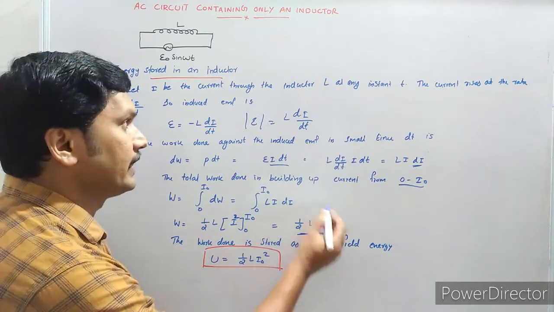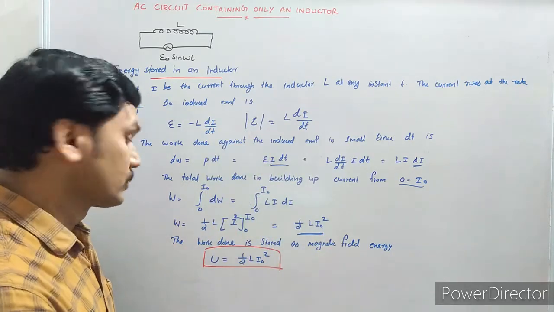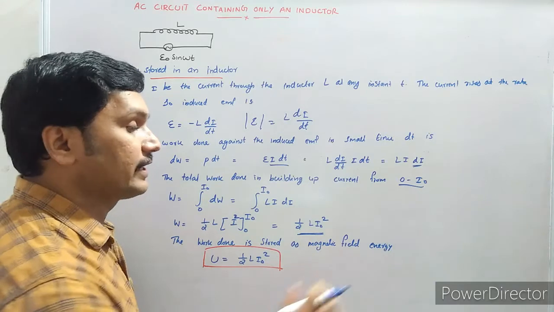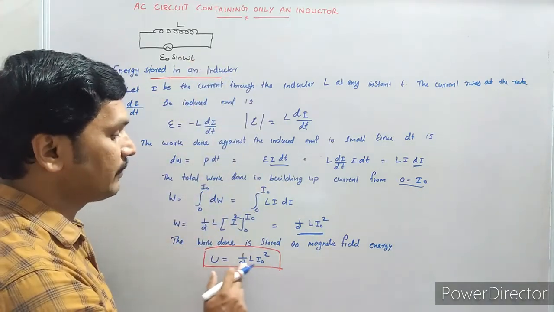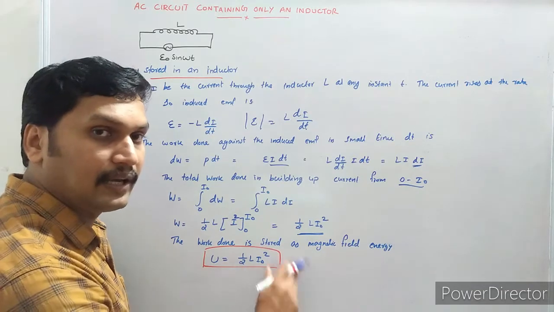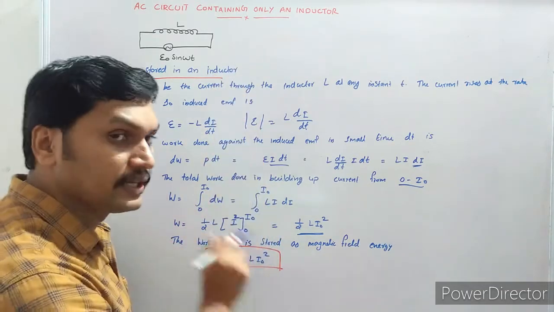So that is the work done by the source. This work done is stored as a magnetic field energy. And so the energy stored in an inductor can be written as half L I0 square. That's the energy stored in this inductor.